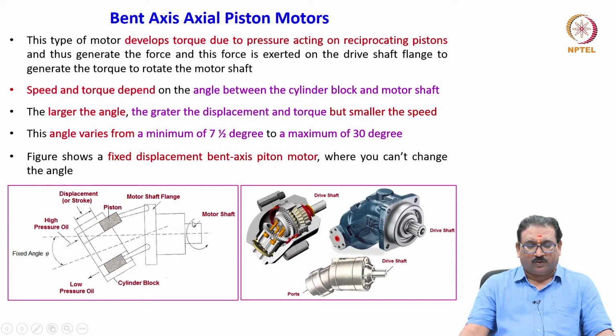Here the figure shows a fixed displacement bent axis piston motor, where you can't change the angle between the cylinder block and drive shaft. It is fixed. That is why it is called a fixed displacement bent axis axial piston motor.